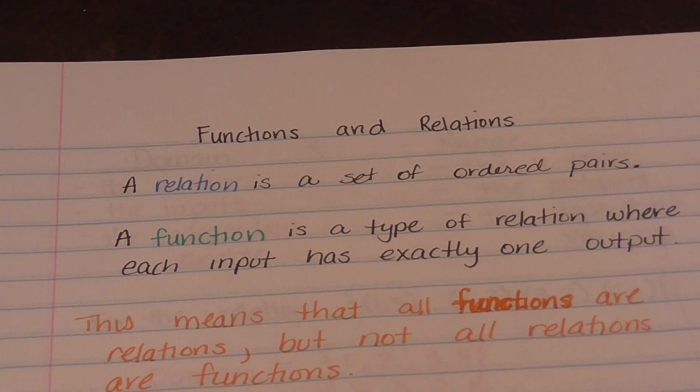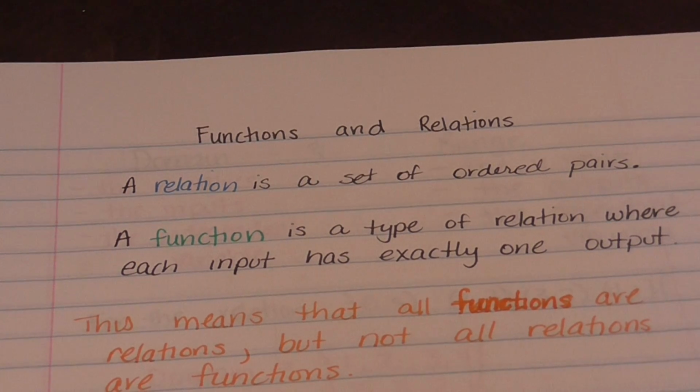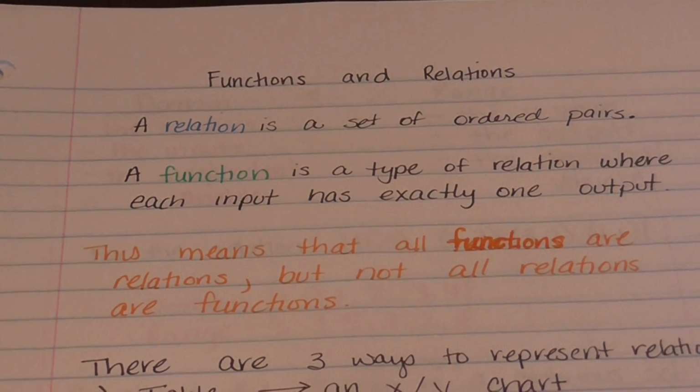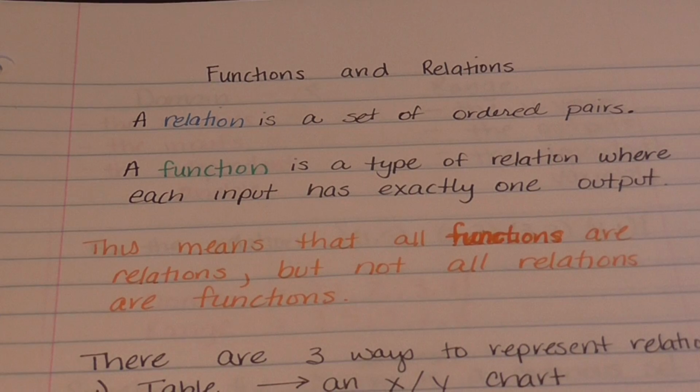Okay, functions and relations. So a relation is a set of ordered pairs. If I have just a whole bunch of ordered pairs, whether that's represented in a table or on a graph, a relation is just a set of ordered pairs. A function is a type of relation where each input has exactly one output. So this means that all functions are relations, but not all relations are functions.